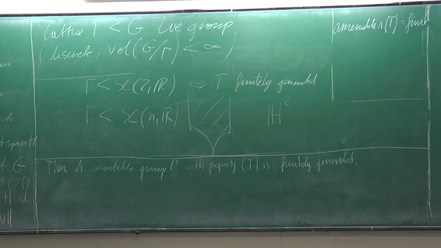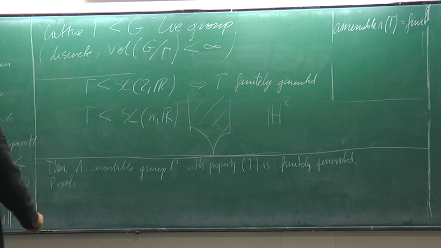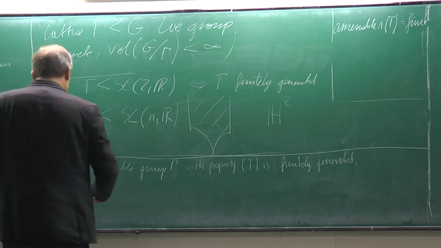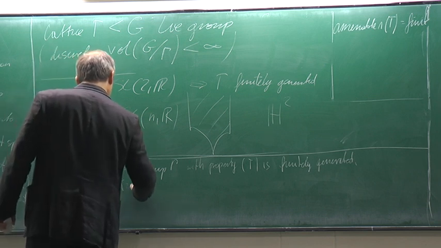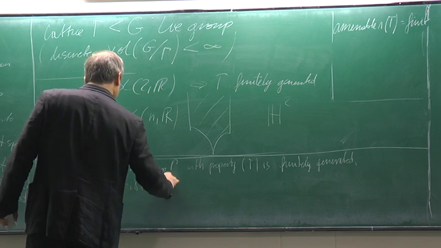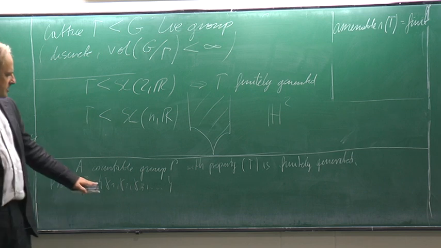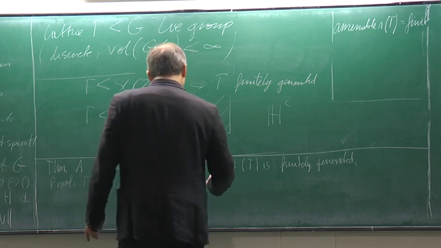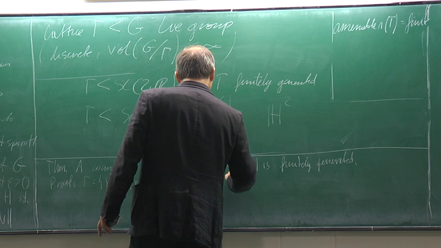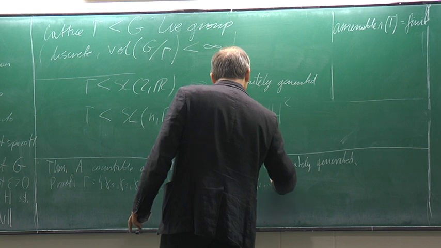Okay, why? So, proof. Let us write the elements of the group gamma: gamma 1, gamma 2, gamma 3, and so on. Let us consider a subgroup of gamma generated by the first n elements. So let us define gamma n as the group generated by the first n elements of gamma.